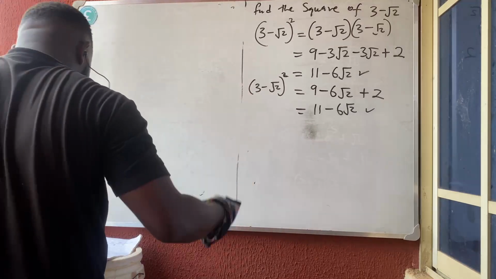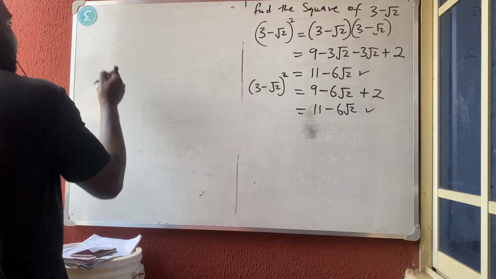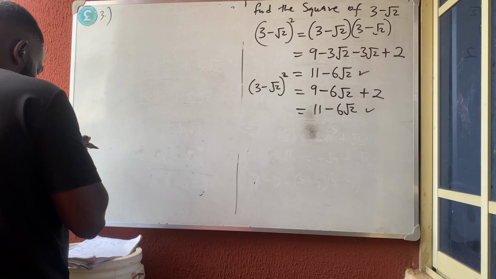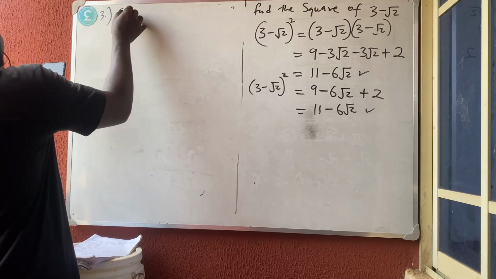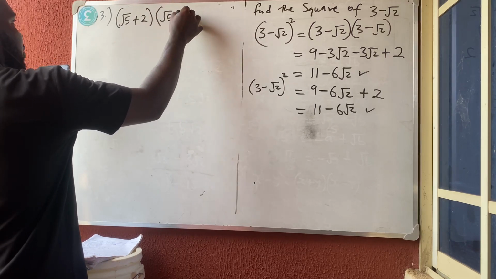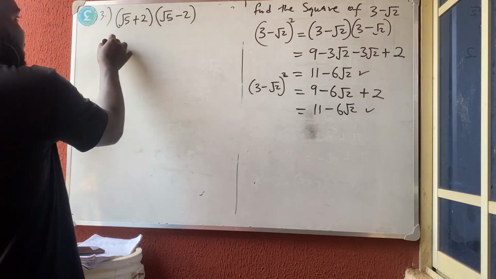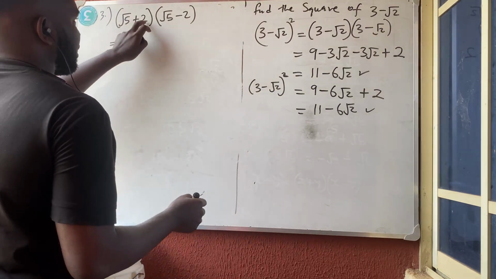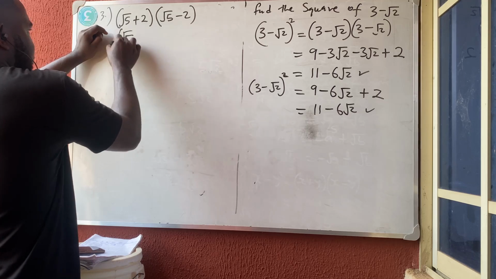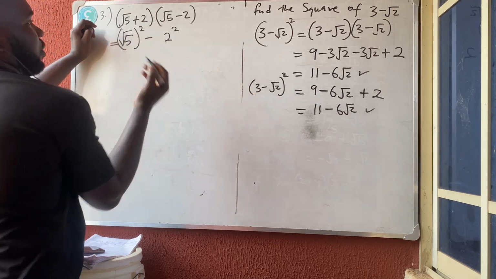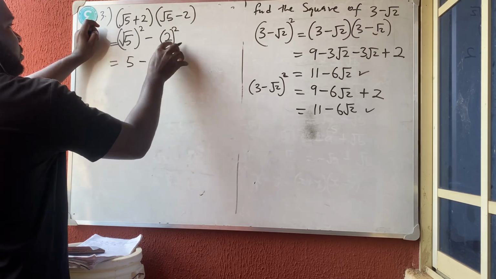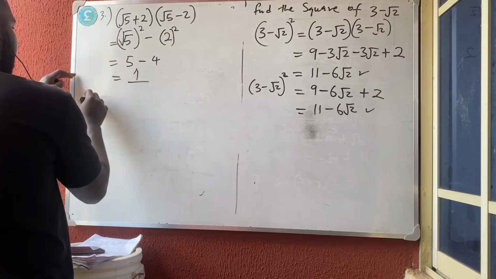Okay. The next one, number 3, says: simplify root 5 plus 2 times root 5 minus 2. Now, if you look at this very well, this simply means difference of two squares: the first term plus the second term, multiplying the first term minus the second term. So my answer is taking the first term all squared minus taking the second term all squared. As simple as that. So this squared is just 5, minus this squared is just 4, and my answer is just 1.